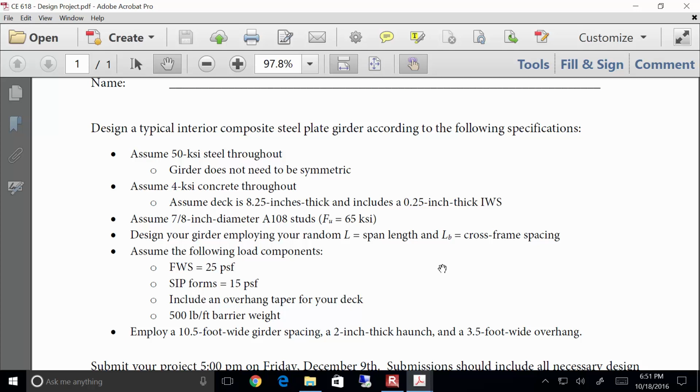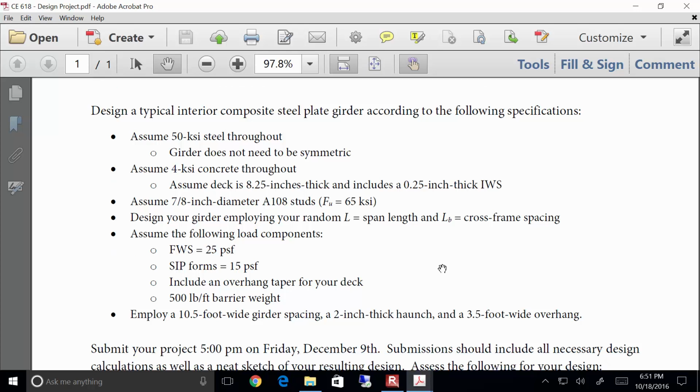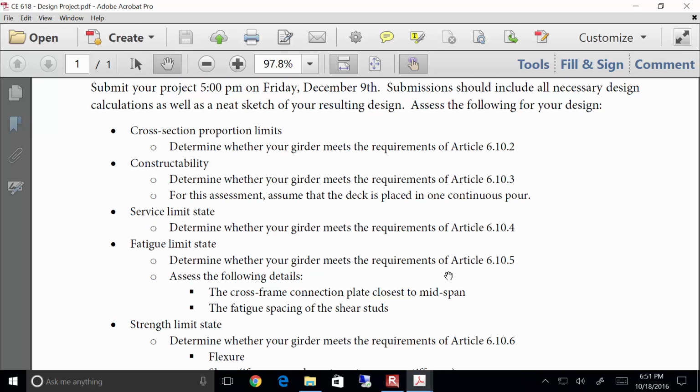All right. Assume the following load components. Employ a 10-foot wide girder spacing, a 2-inch thick haunch, and a 3-foot wide overhang. Everybody okay with this? Okay. Now, you're going to be submitting your project at 5 p.m. on the last day of the semester. Okay? So on December 9th. So we'll meet that Tuesday. You'll submit that Friday, and we won't meet for final exam week because I'll probably just give you a very short and brief take-home. Something like this one, but actually it'll probably be shorter.